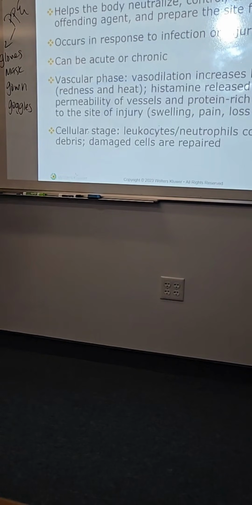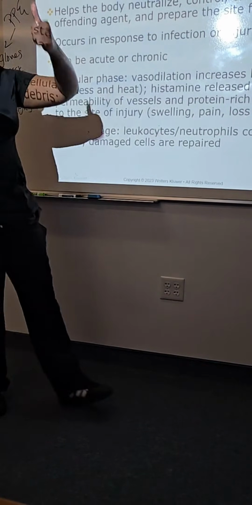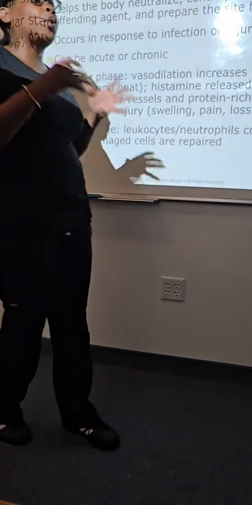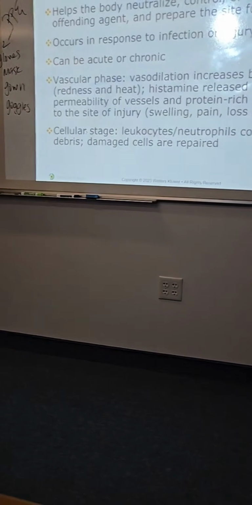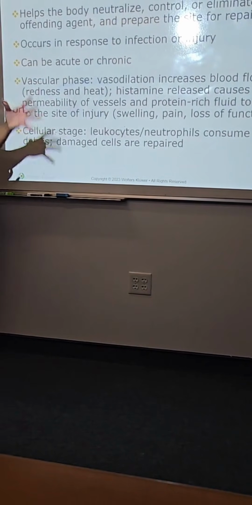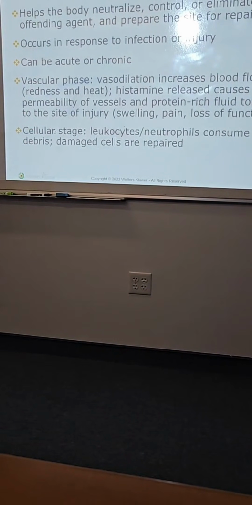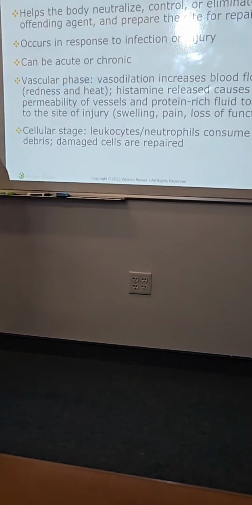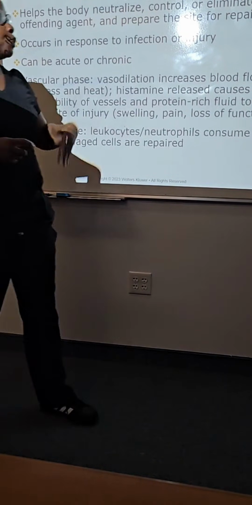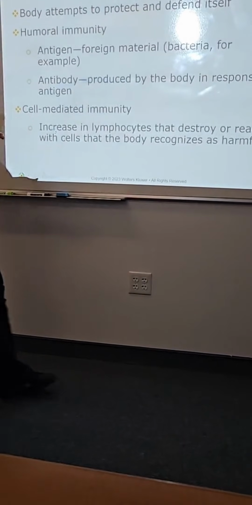In the cellular phase, this is where you see the white count start to get elevated. This is where we are closely monitoring the client as well, because the body's trying to get rid of this pathogen. One of the mechanisms by which it does is increased leukocytes and neutrophils, to clean up that pathogen and get rid of it. And during the cellular stage, the cells that were once damaged are starting to be repaired as well, okay?